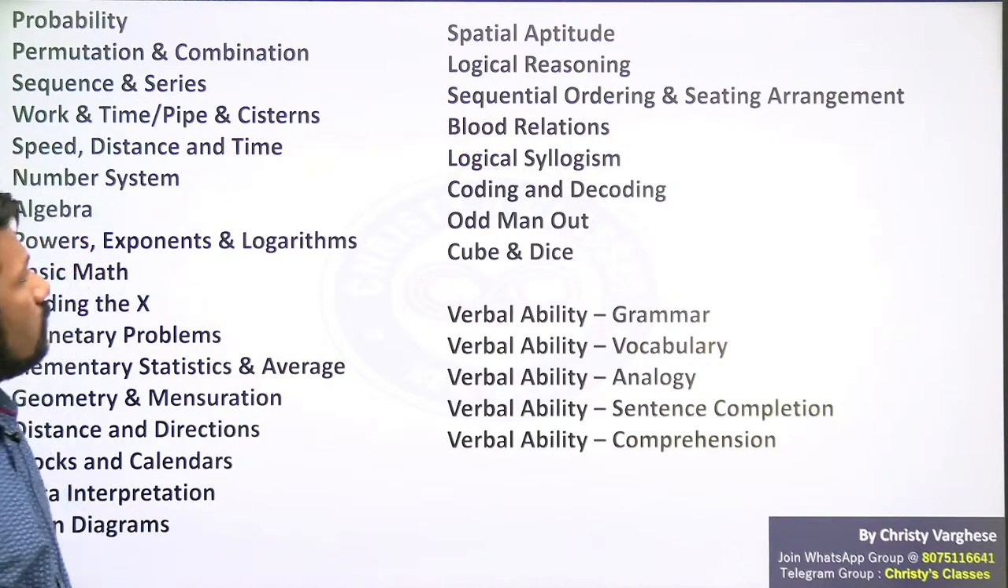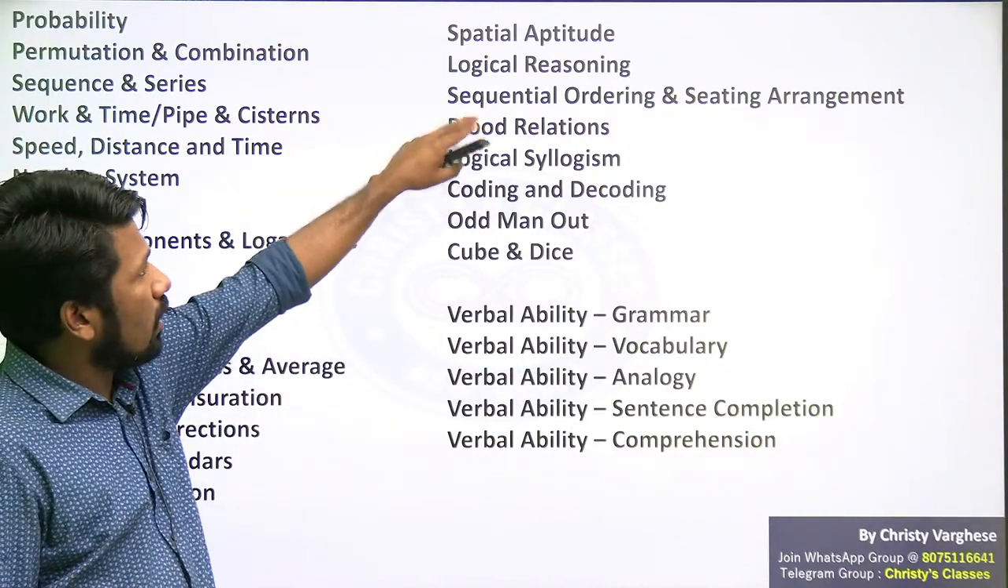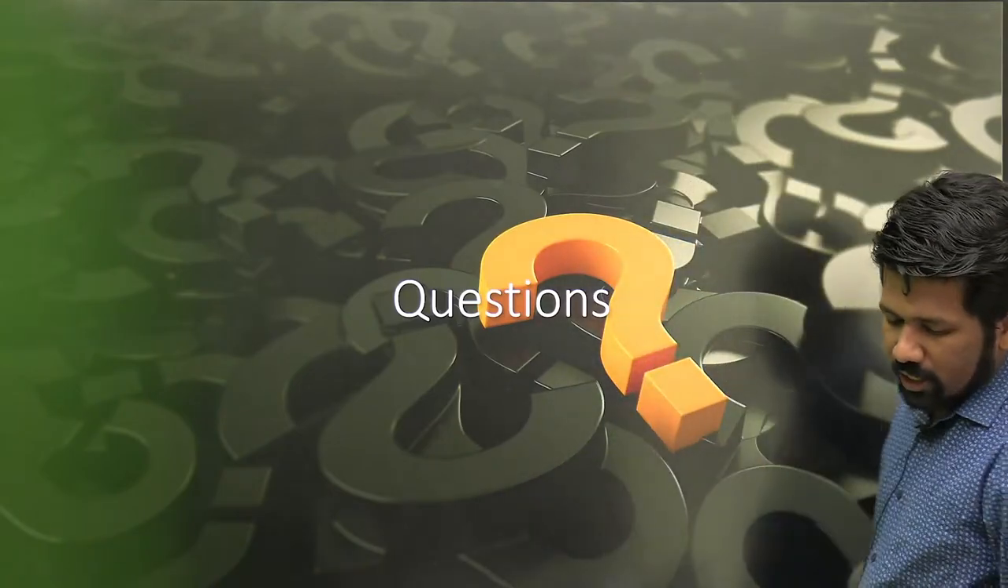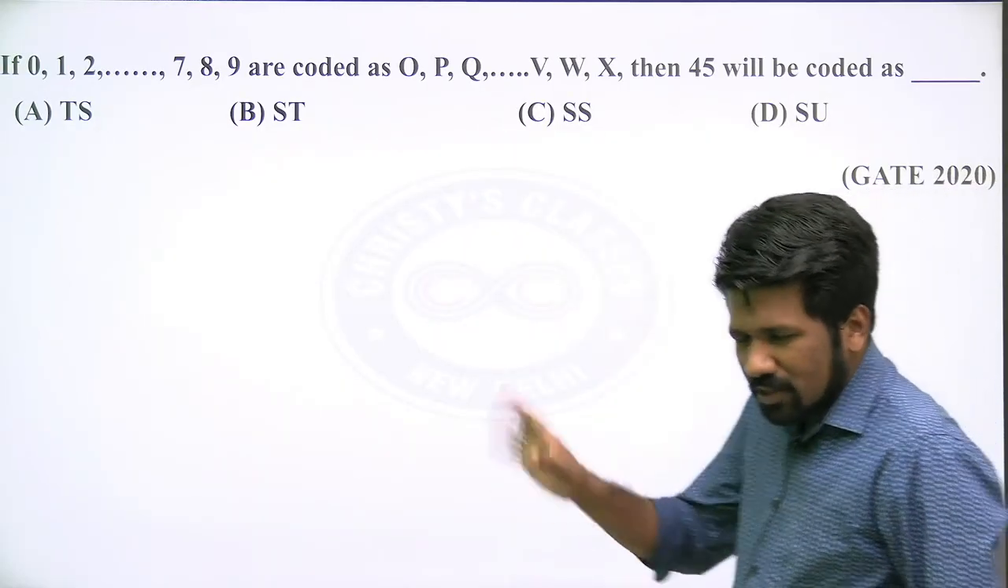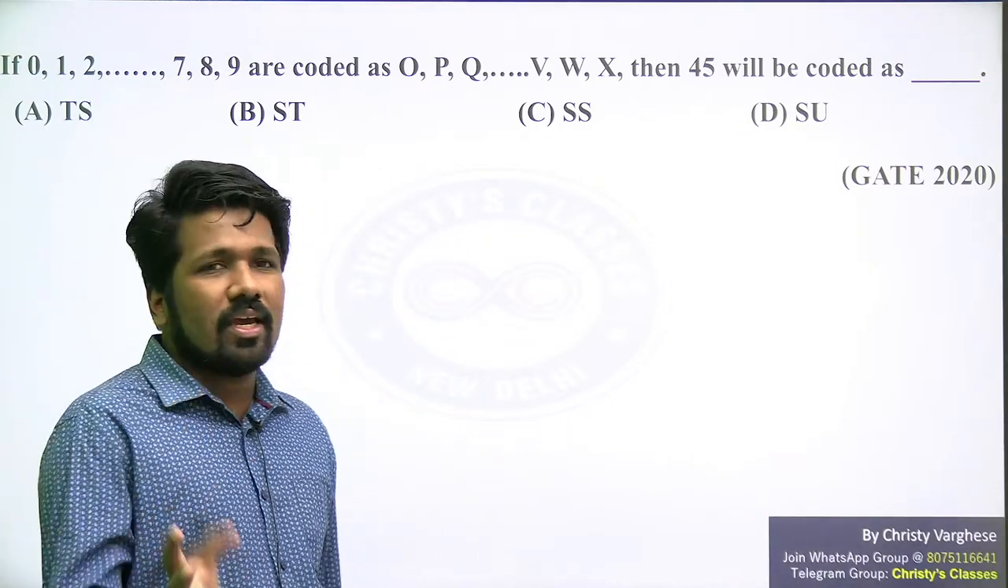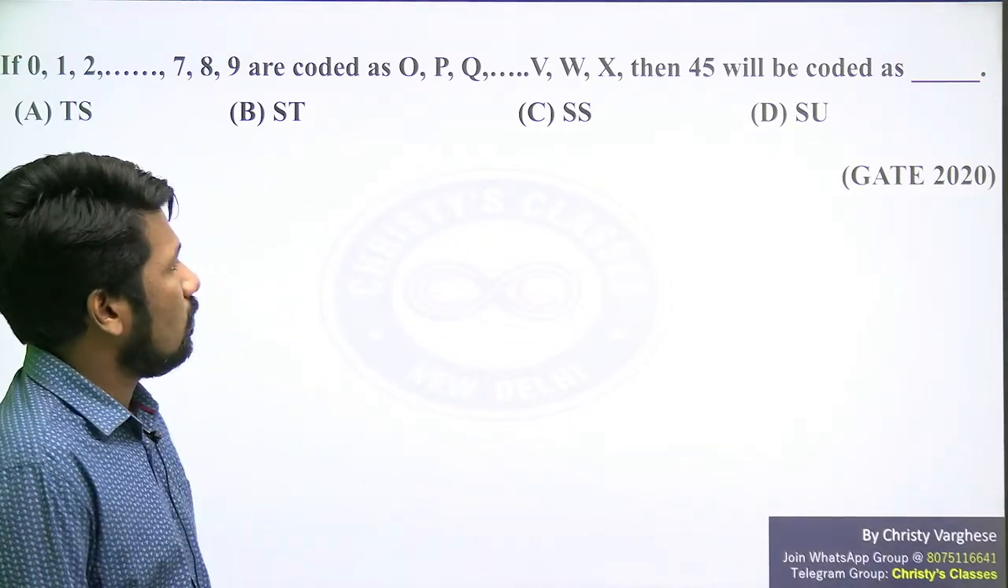So let's start. Today we are discussing both chapters, blood relation and coding decoding. Due to lack of time, I will directly go to questions and discuss more theory along with the questions. This is one of the simplest chapters in the GATE syllabus. You can easily get marks from this topic. So make a try, all of you.